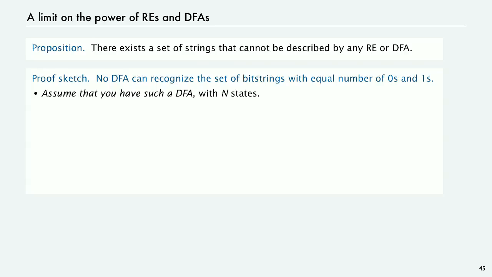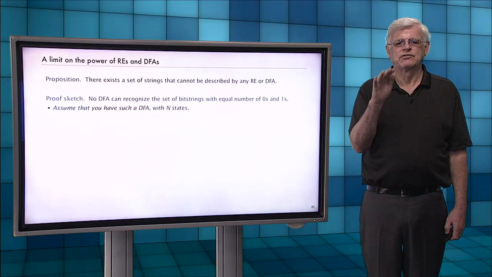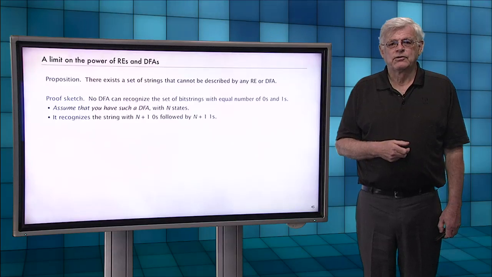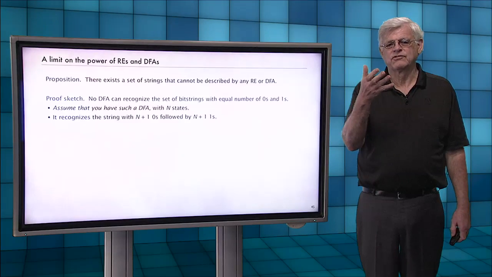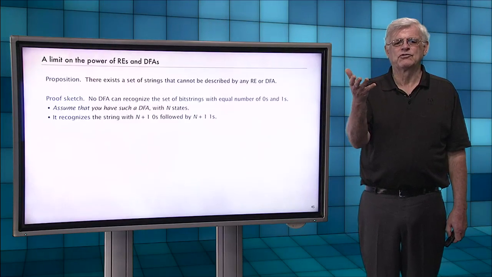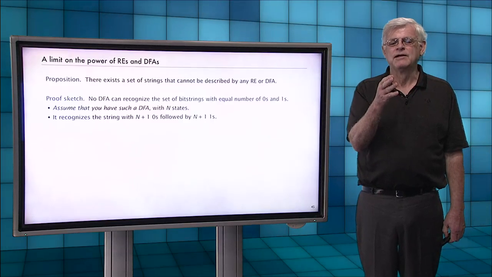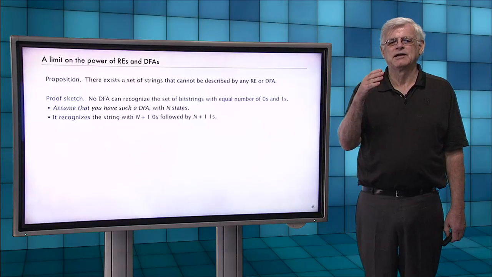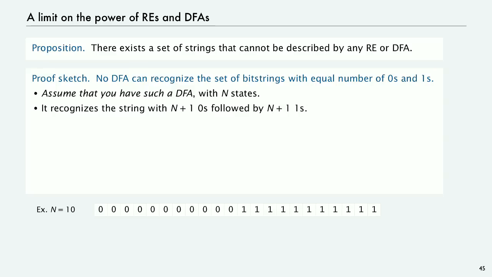Let's assume that we do have such a DFA. It's a finite automaton, so that means the number of states is finite, so we can just say there's a number n, which is the number of states. So that's our first thing. Let's assume that we can do that. It's supposed to recognize strings with equal numbers of zeros and ones, so it's going to recognize the string that has n plus 1 zeros followed by n plus 1 ones. So for n equals 10, we give it 11 zeros and 11 ones, and it's going to go ahead and recognize that.